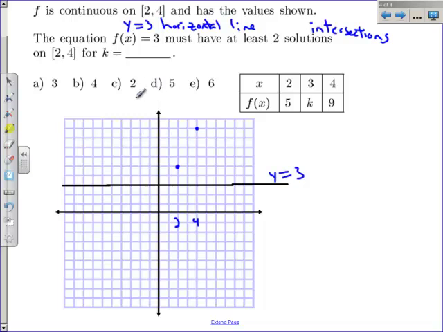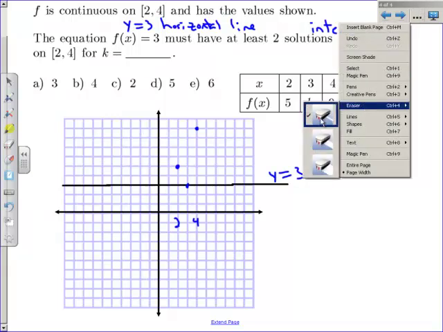Well, let's just see here. What if I allowed k to be 3? If I let k be 3, then that would mean I was at the ordered pair 1, 2, 3, up 1, 2, 3, and I'm right here. Does the intermediate value theorem guarantee that I would have to cross or intersect this line twice to connect these dots? And the answer to that is no, because I could just go like this and only intersect it once. So that does not work. So we're going to take that off.